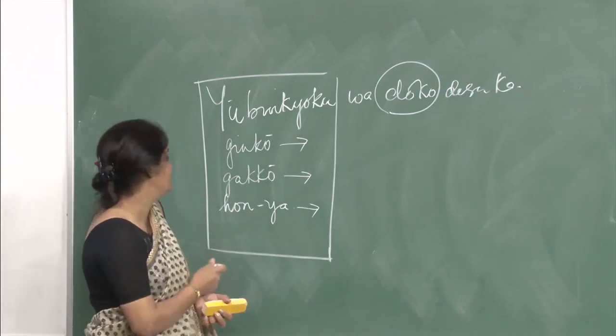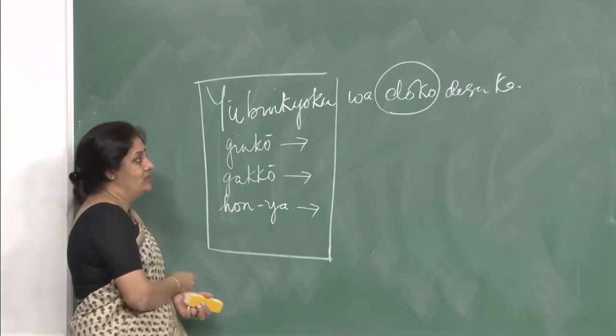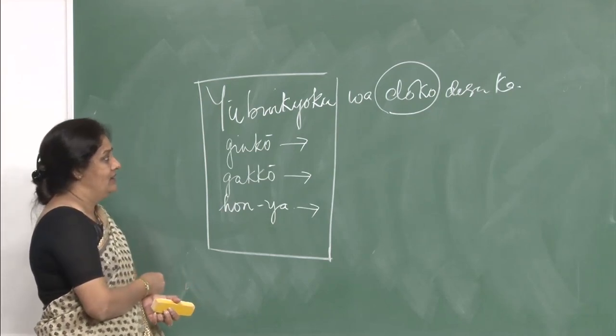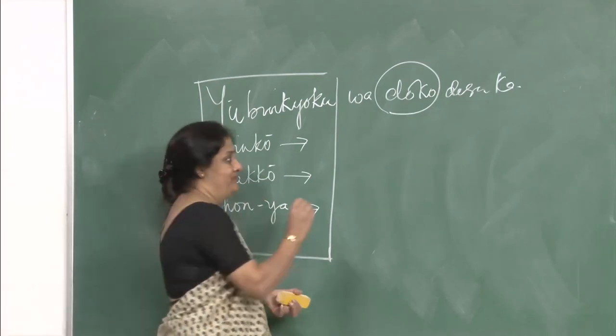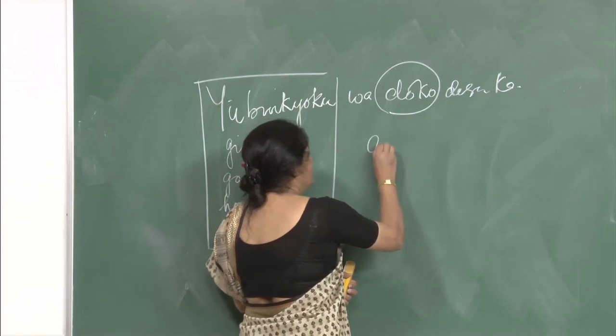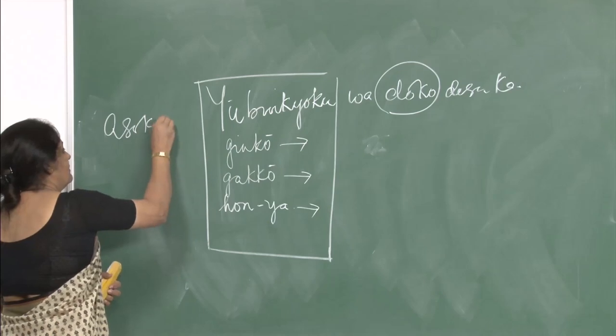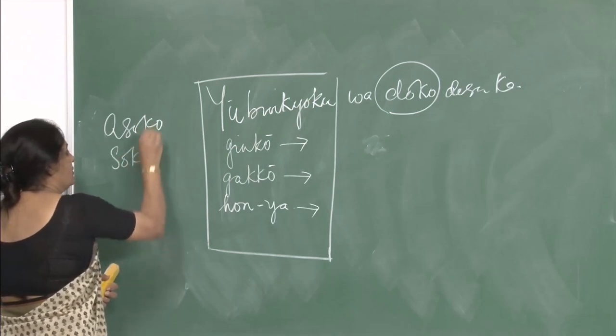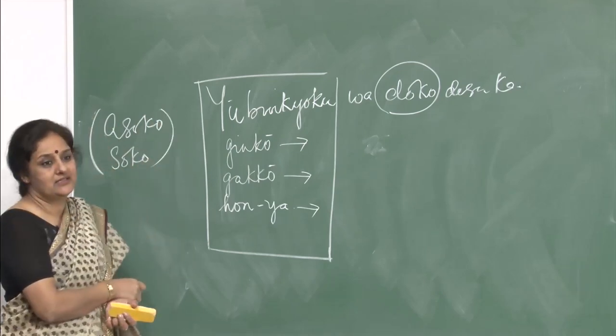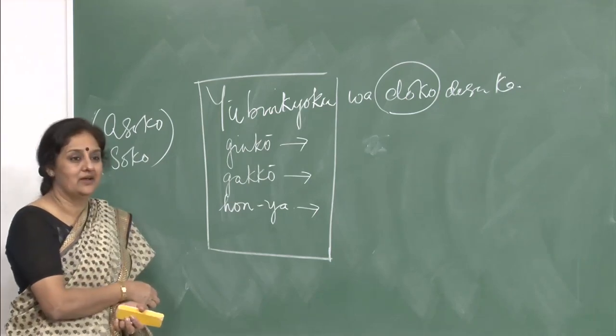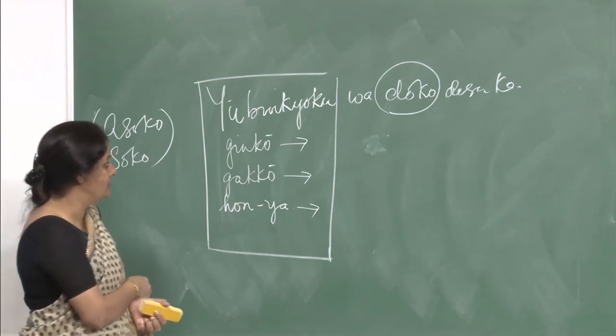Where is the ginko? Where is the gakko? Where is the honya? And what will your answer be? In simple words, it will be either asoko or soko. Those are the only two things you can say, because that's all that we have done. So well, we'll do something new today over here.